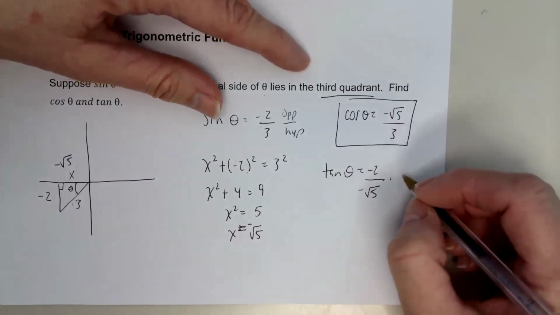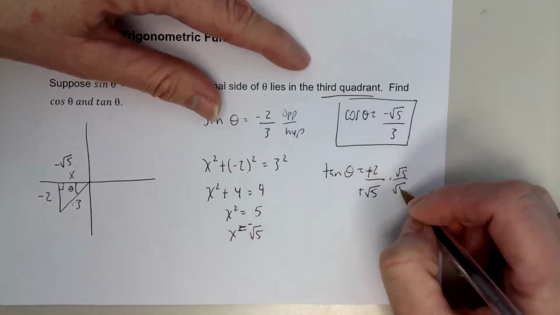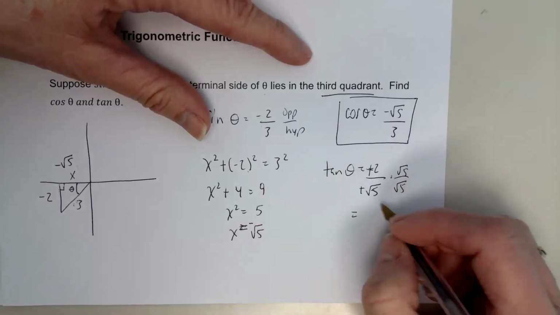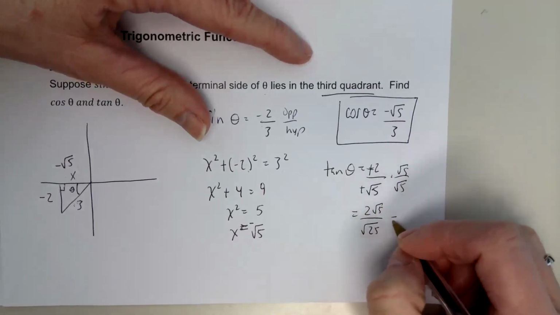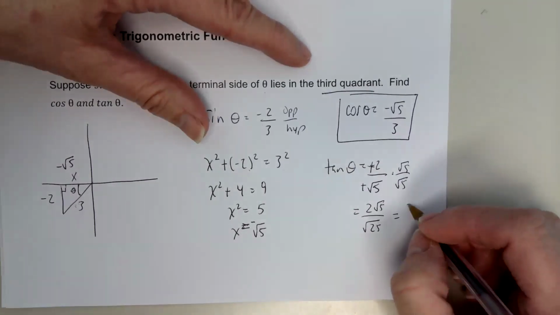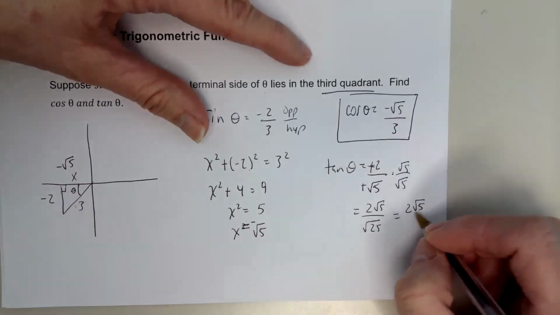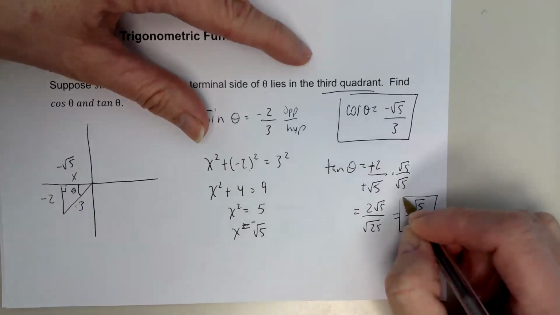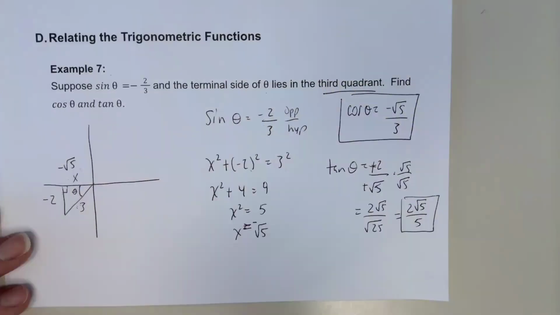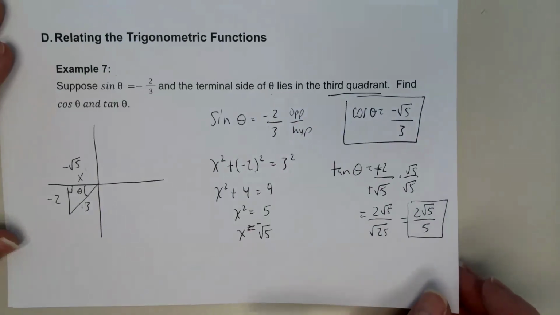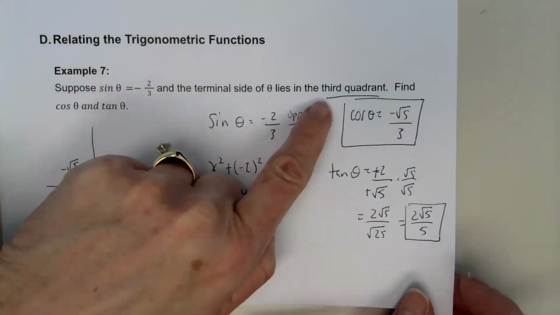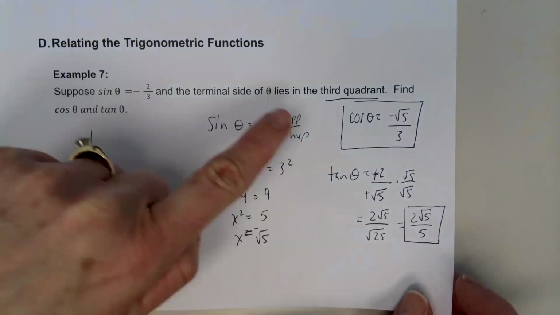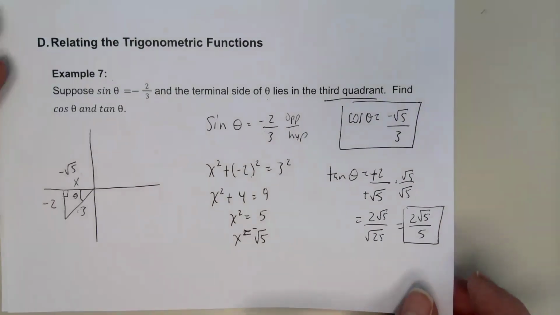But I have to rationalize that. My negatives cancel. And to rationalize, I have to multiply by the square root of 5 over 5. And so I end up with 2 times the square root of 5 over the square root of 25. And that simplifies to 2 times the square root of 5 over 5, which is what we wanted. We wanted a rational number there in the denominator. So getting really good at drawing these points and knowing what quadrant you're in, and then using the Pythagorean theorem to find the third side.